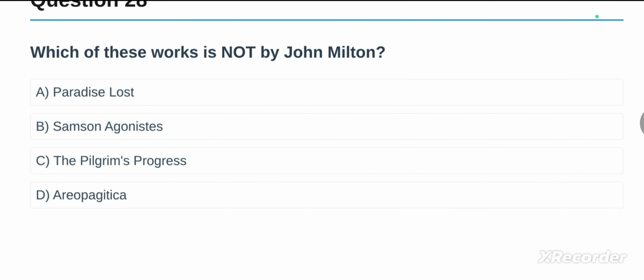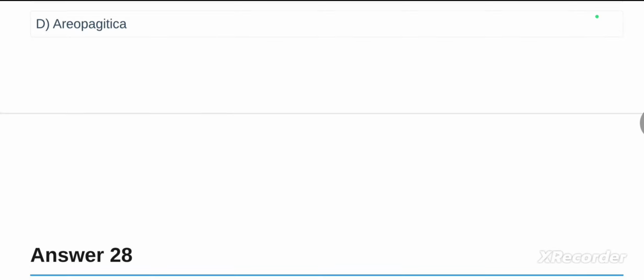Which of these works is not by John Milton? And we all know The Pilgrim's Progress. It is by John Bunyan.